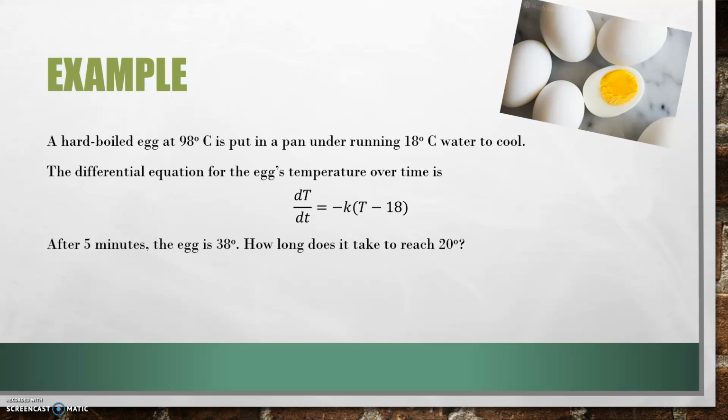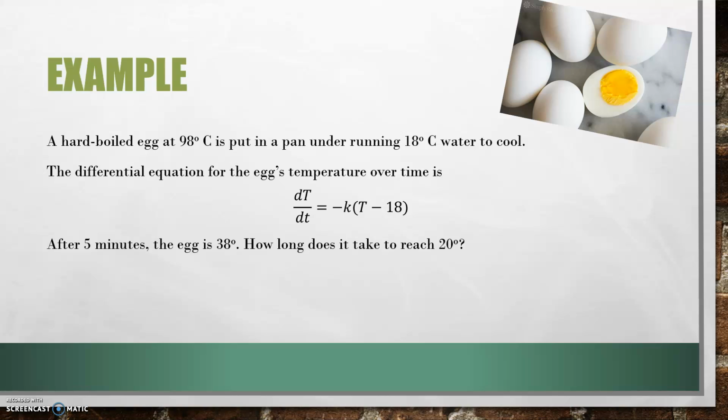So a hard-boiled egg is at 98 degrees Celsius. It's put in a pan under running 18 degrees Celsius water to cool. The differential equation for the egg's temperature over time is this differential equation, which is Newton's law of cooling. And after 5 minutes, the egg is 38 degrees. How long does it take to reach 20 degrees?